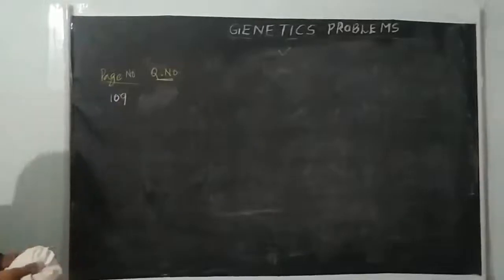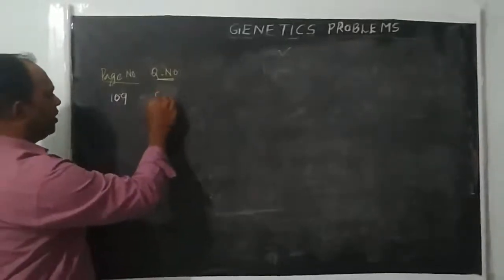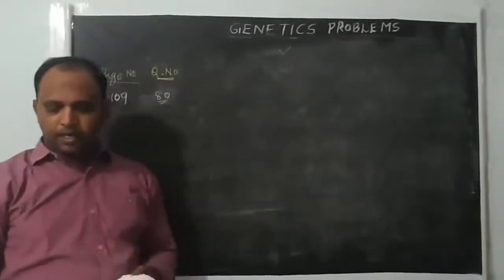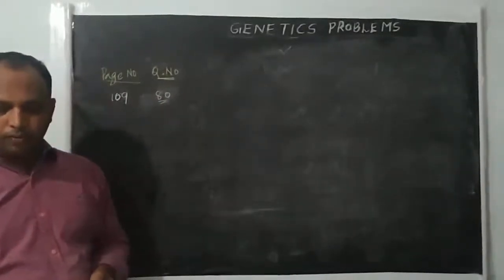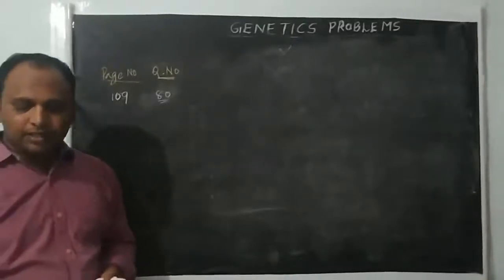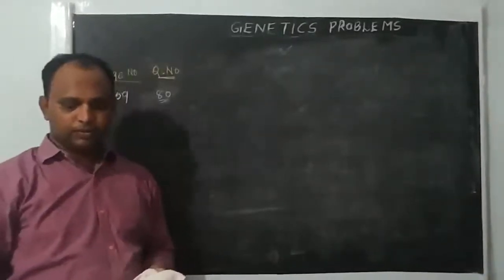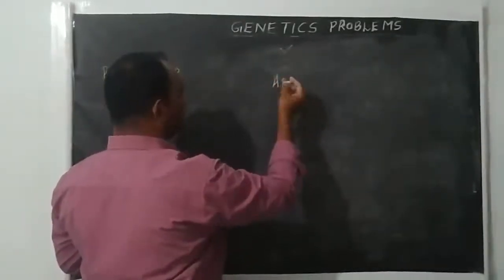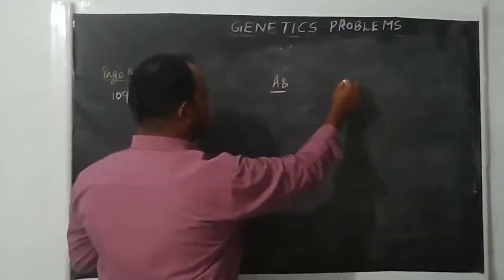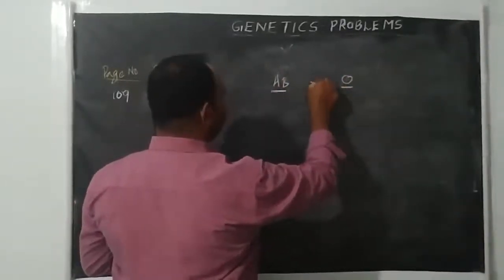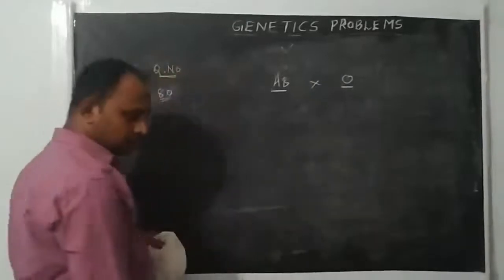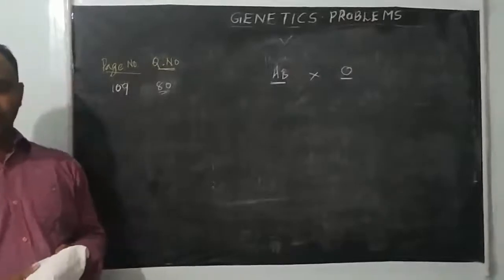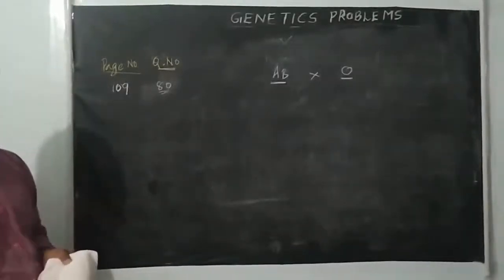Next, page number 109, question number 80. Here they are given a cross between parents of blood group A, B and O, and the question is which blood groups the offspring will have. One parent is AB, and the other parent's blood group is O. They are asking the possible blood groups of the children, the offspring.